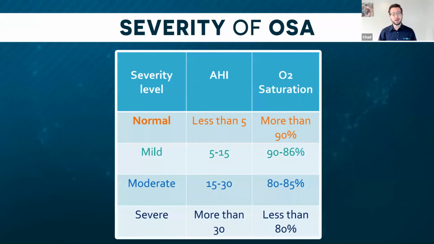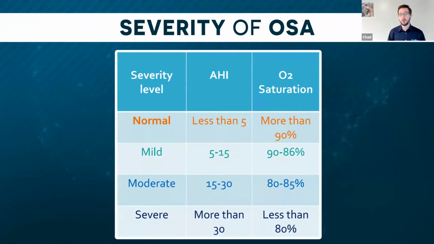The next level of severity is more than 30 events per hour, lasting at least 10 seconds or longer. Severe patients' primary recommendation is always going to be CPAP. If they're intolerant or refuse CPAP, then there is an option for them to pursue oral appliance therapy, either in combination with CPAP or independently.